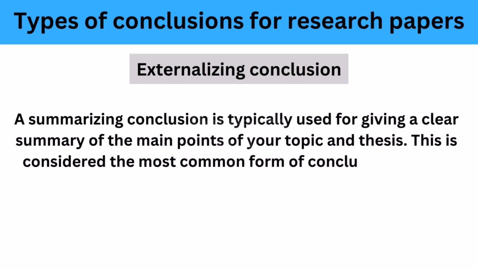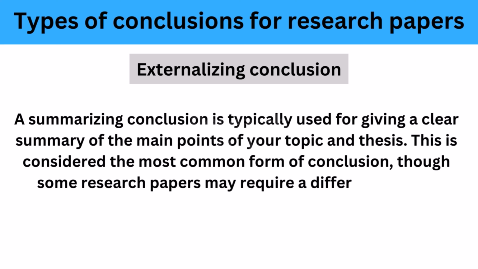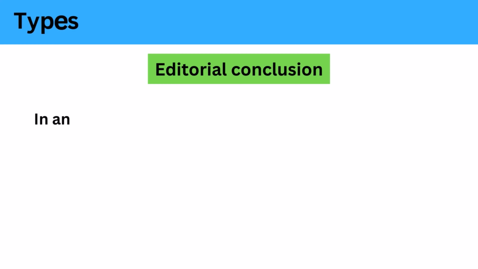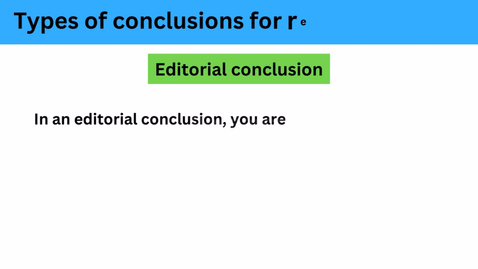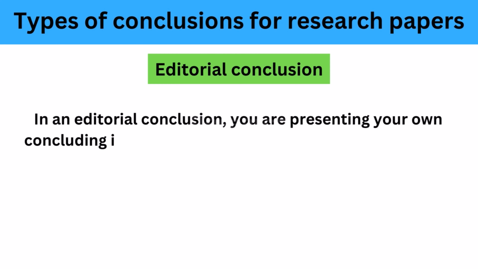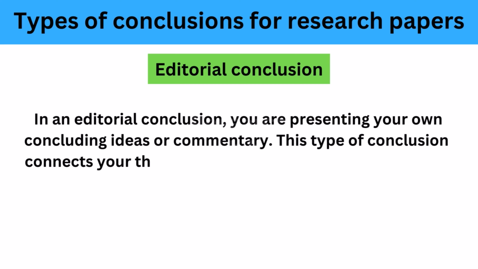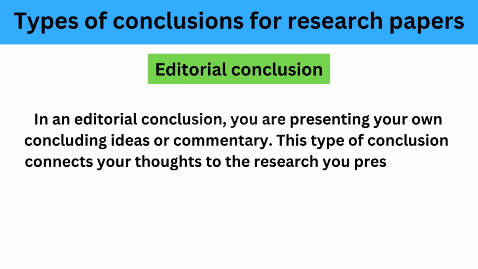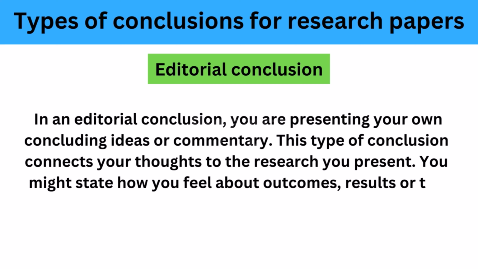However, these types of conclusions can be effective because they present new ideas that build off of the topic you initially presented in your research. 3. Editorial conclusion. In an editorial conclusion, you are presenting your own concluding ideas or commentary. This type of conclusion connects your thoughts to the research you present. You might state how you feel about outcomes, results, or the topic in general.